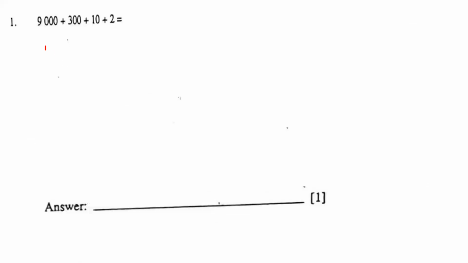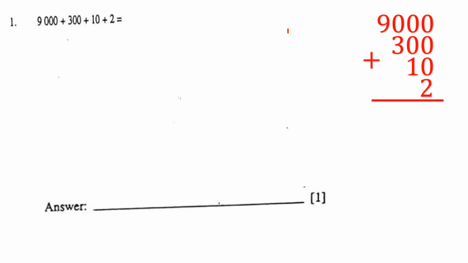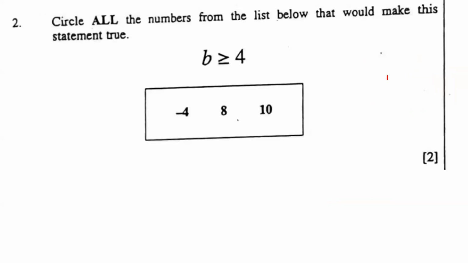Here we have 9,000 plus 300 plus 10 plus 2, and it is definitely an addition problem, so we have to add these numbers. Let's begin with the ones column. We have 0 plus 0 plus 0 plus 2. That's 2. Tens column, we have 0 plus 0 plus 1, and that's 1. Hundreds column, we have 0 plus 3. That's still 3. And then for the thousands column, we have 9 plus 0, which is still 9. And so the answer for this question is 9,312.